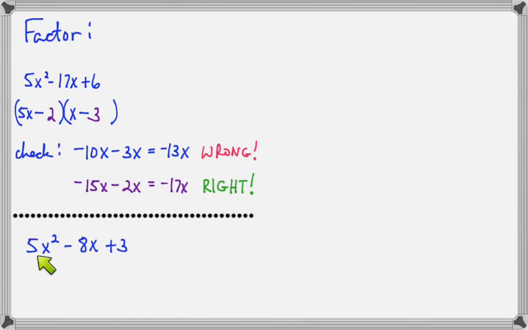Let's try another one. 5x squared minus 8x plus 3. Well, there's no common factor, but it is a trinomial, so put down two sets of parentheses. First times first has to be 5x squared. Let's put down 5x times 1x. The signs need to be the same. They're both going to be negative.